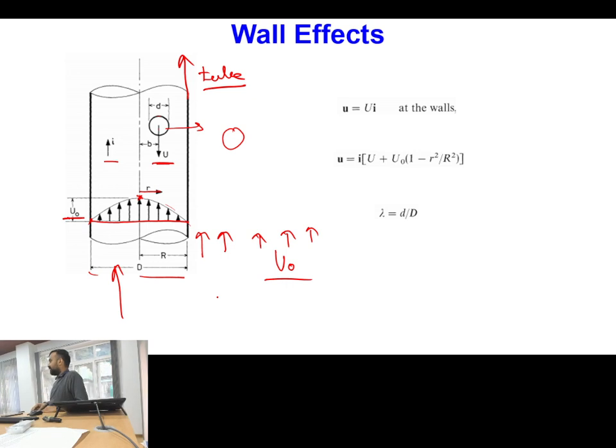Parabolic velocity profile is there. You don't have the constant value of the velocity. Okay, so that is something. This is the change which will be happening in theoretical analysis.